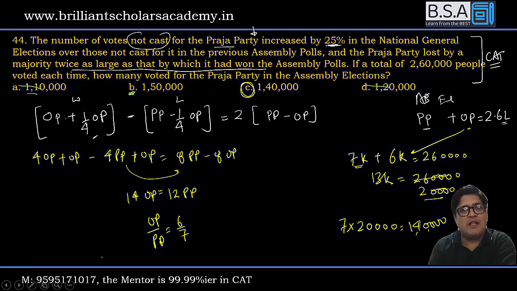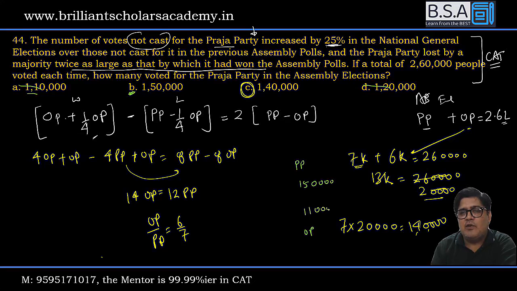Now see, if I work with option B, I'm deliberately using option B. वो नहीं आएगा तो answer is C. Praja Party got 150000 votes. So how many votes did opposition get? 110000. So what is the margin? The margin is 40,000. This is what assembly polls.